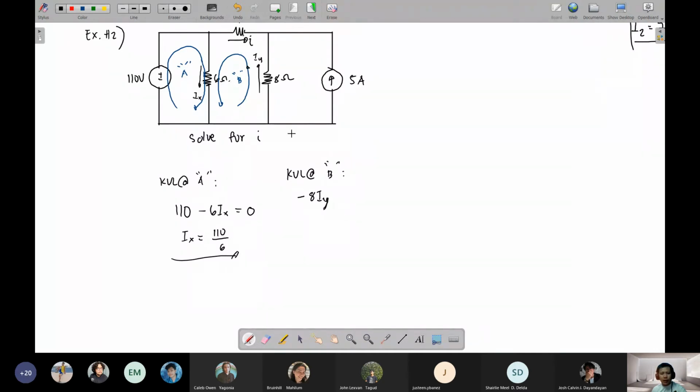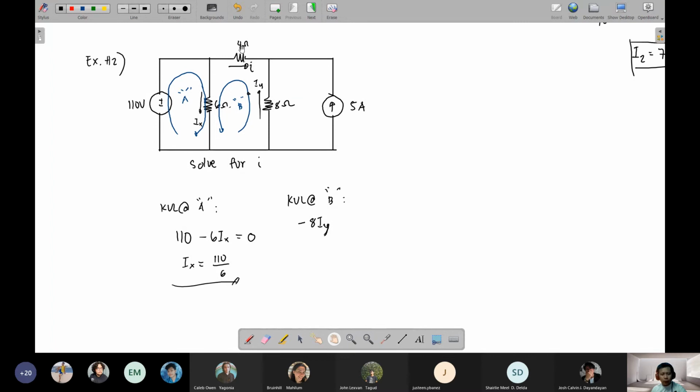Next, loop B passes through the 4 ohm resistor, where loop B has a direction going to the left, but current I is going to the right. Their directions are opposing, and recall, if opposing, the voltage will be positive. So this will be plus 4I.